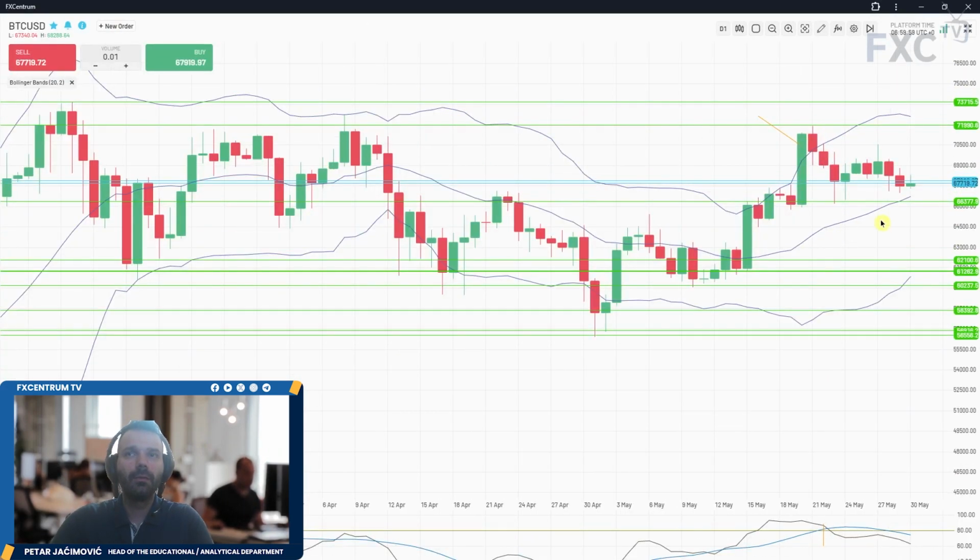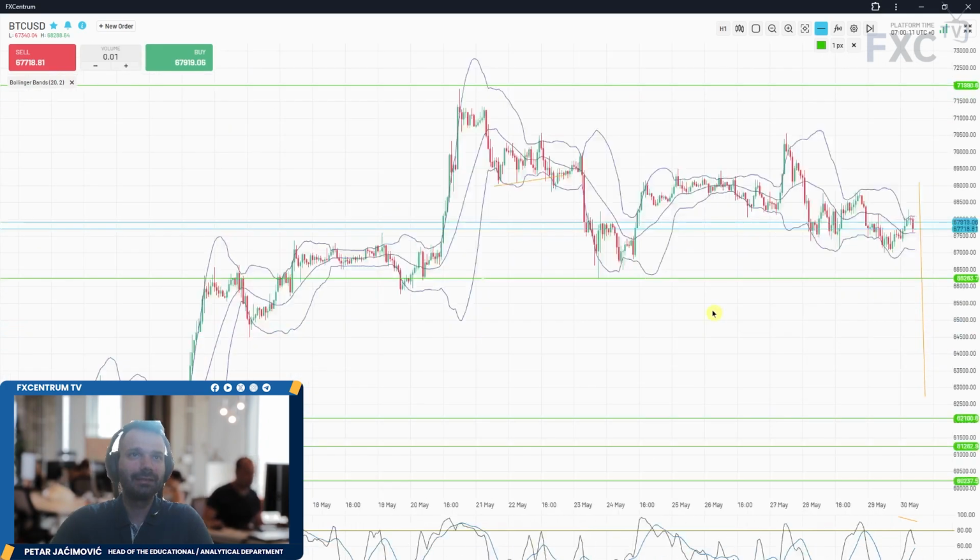Bitcoin, so we can see the fast and slow line sloping to the downside. We're still around the middle Bollinger Band, 62,700. We have a swing low at 62,260. I still see potential for the lower prices.